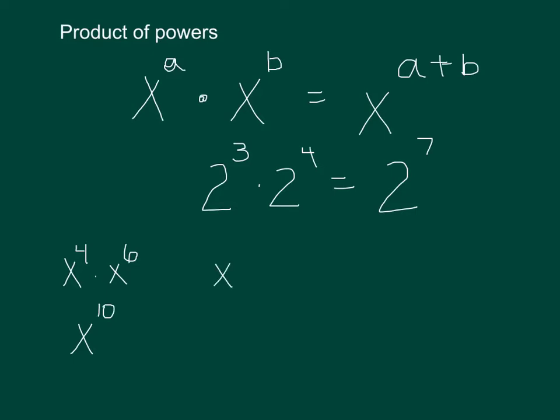The same thing holds true if you have more than one term. In a situation like this, there's no exponent for the first term, so there's a 1 that's understood to be there. So I'm going to keep my x, and now instead of just adding two numbers together, I'm adding 1 plus 3 plus 5, which gives me 9.